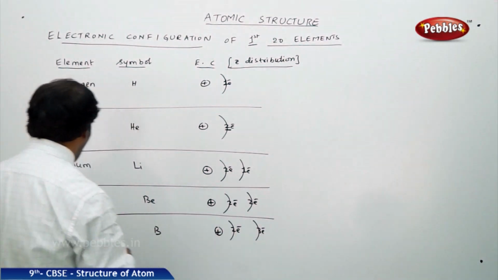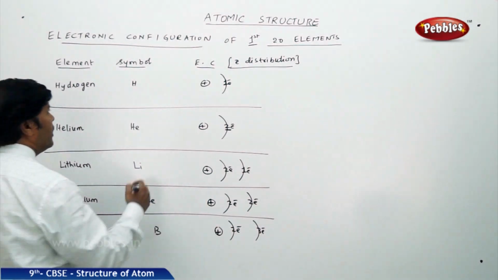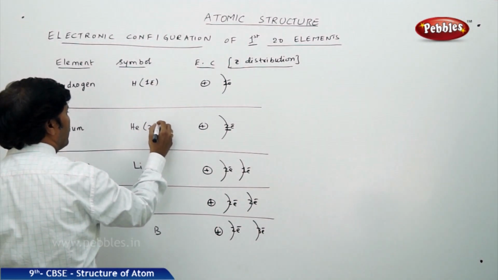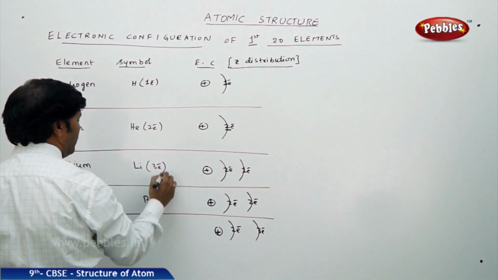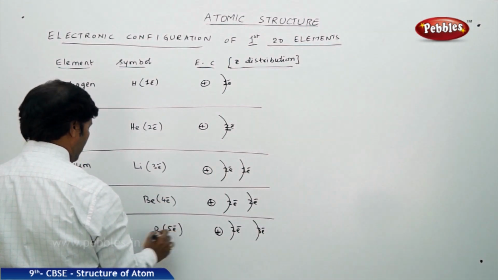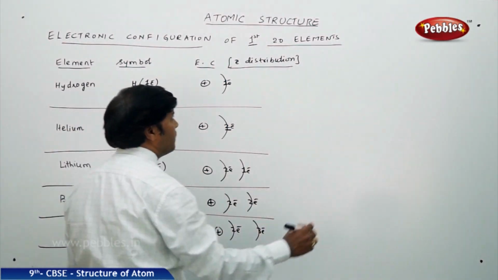For example, boron has a total of 5 electrons. Here hydrogen has 1 electron, helium 2 electrons, lithium 3 electrons, beryllium 4 electrons, boron 5 electrons. Based on that we fill the electrons into various orbits.